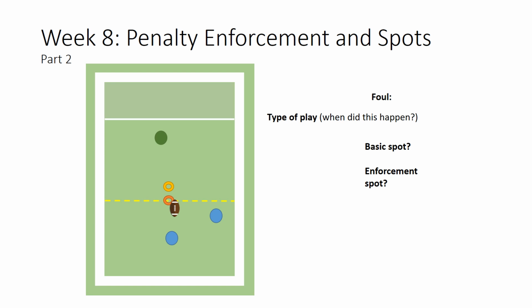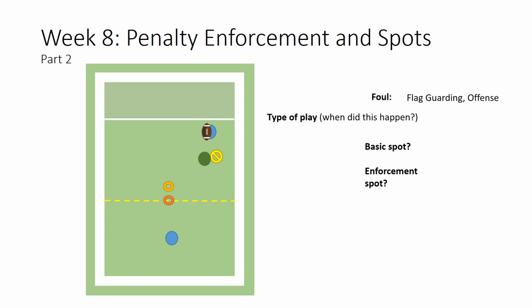Let's look at pass plays. The quarterback takes the ball and passes it to the wide receiver. The wide receiver then takes the ball and runs it downfield. During that run, we have flag guarding on the offense.